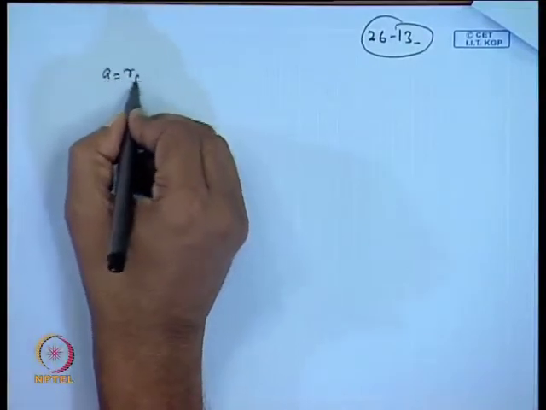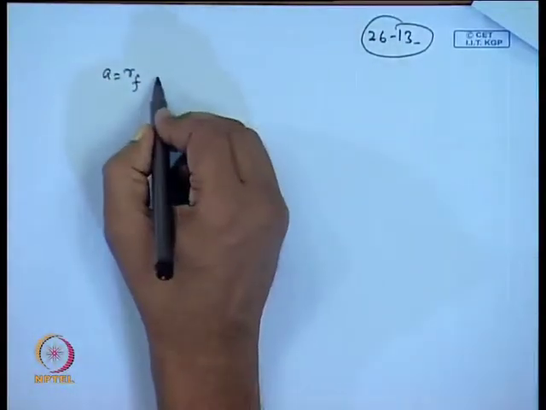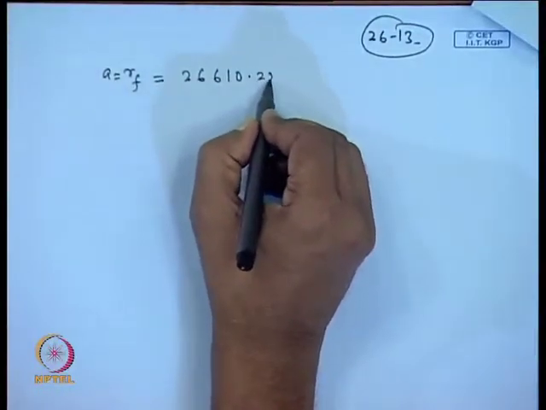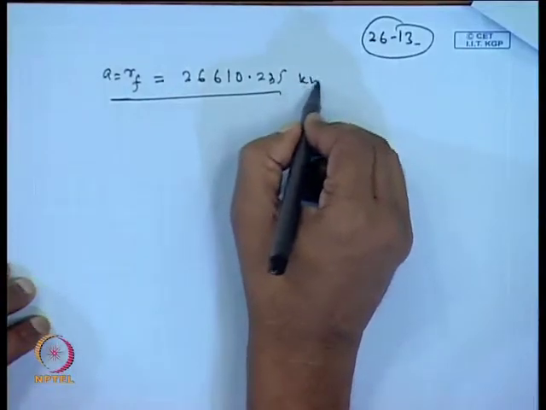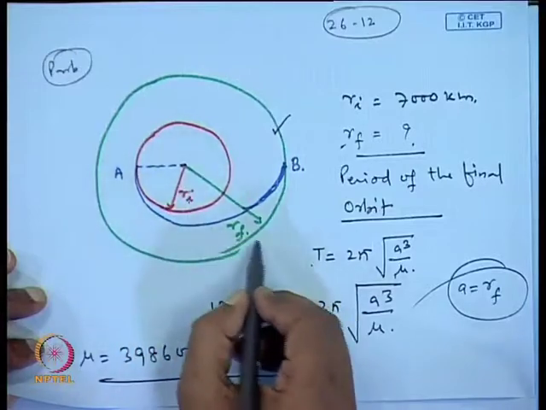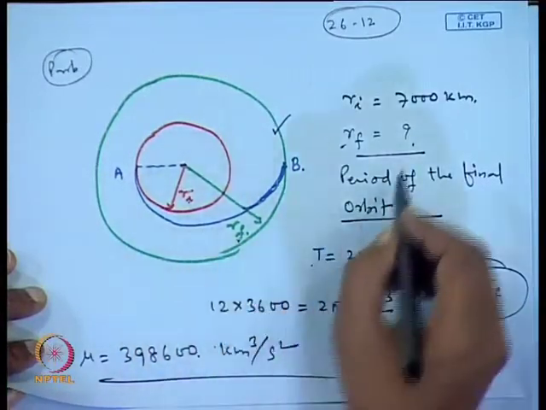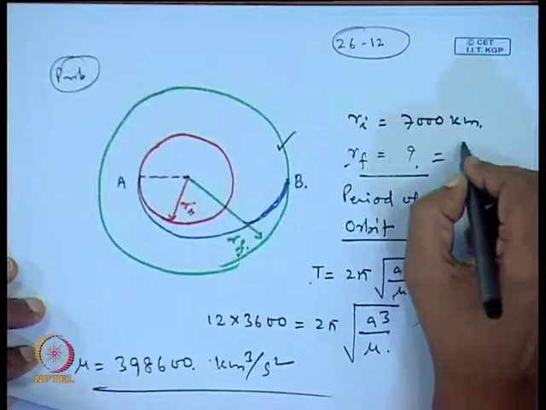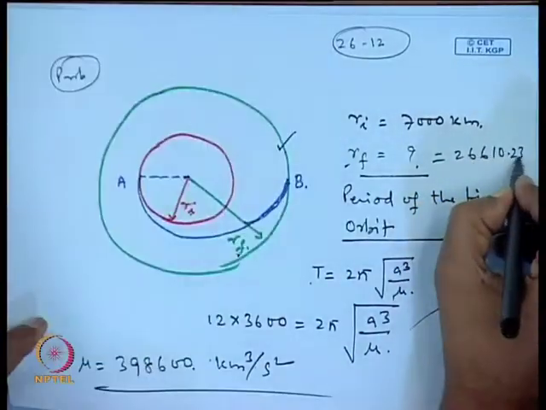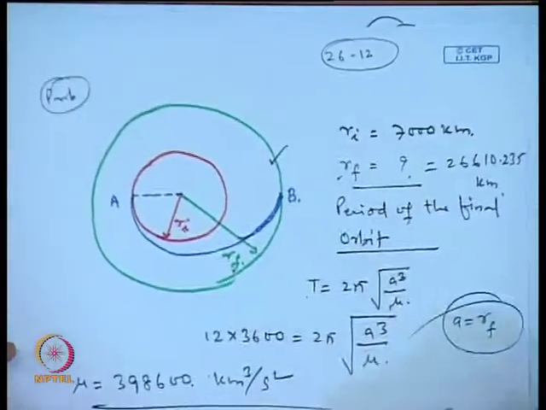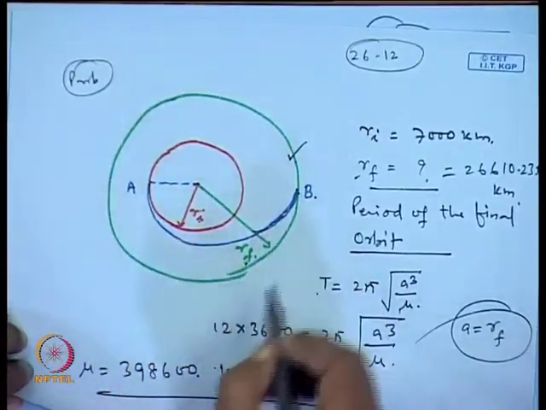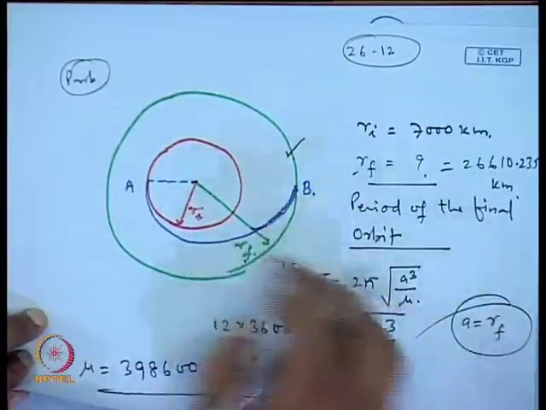So, A equal to R f, if we solve it, finally we get 26610.235 kilometers. So, now you have the initial radius is given and the final radius is also known to you. So, this quantity we have just now found out, this is 26610.235 kilometers. And therefore, the eccentricity of this transfer orbit can be calculated, which is shown by the blue line here.